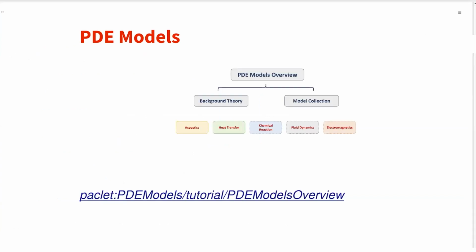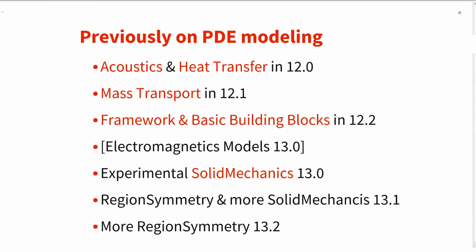Okay, so the PDE modeling started in version 12, where we started with acoustics and heat transfer. In version 12.1, we added mass transport. And we needed to do these two steps to get an understanding of how PDE modeling should work in the Wolfram language. And once we had this understanding, we started to make a framework and started to come up with basic building blocks, which we've added in 12.2. And the acoustics, heat transfer, and mass transport were then adopted to fit into that framework.